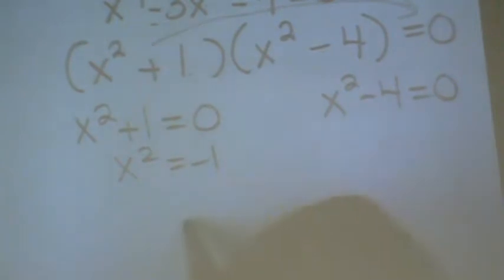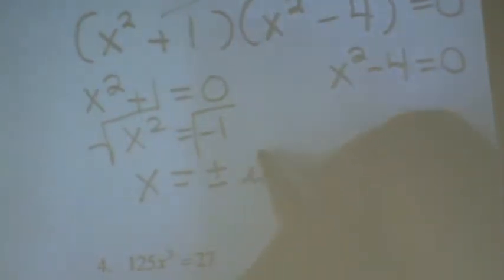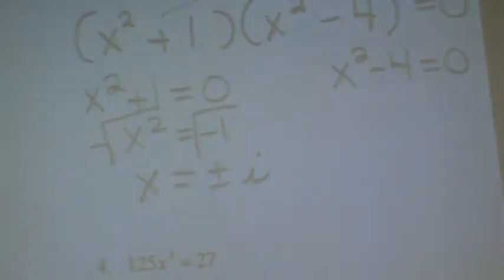How do you solve these two? What do I do with this 1? Get it out of there. Subtract 1, and then take the square root of both sides. So what's your answer? X is plus or minus i. Good job, Sam. Plus or minus i. How about this one? X squared equals 4. Square root of both sides, and what's your answer? Plus or minus 2.